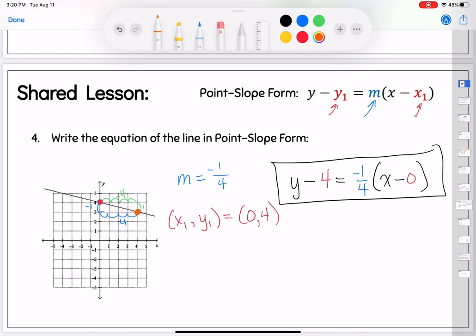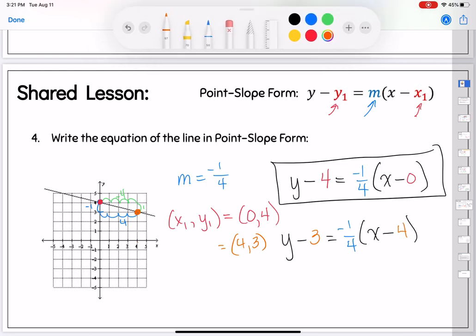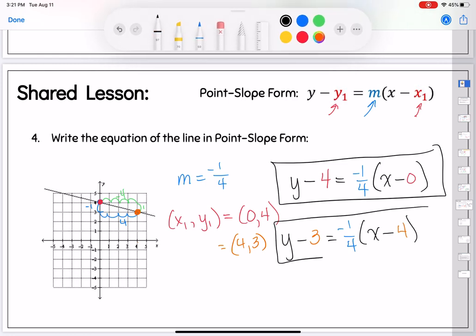So let's say you pick this point, so your x1 and y1 could be (4, 3), in which case your equation would be y minus y1, here 3, equals m, which is -1/4, parentheses x minus 4, since 4 would be x1. And this is also a correct equation for that line.